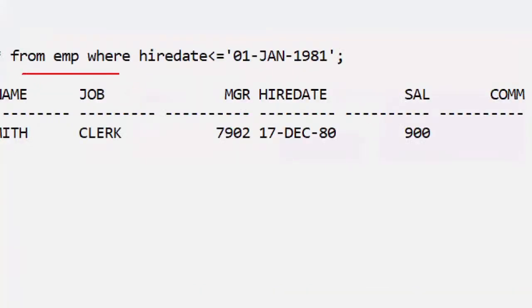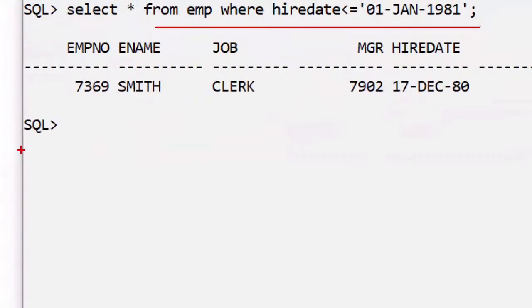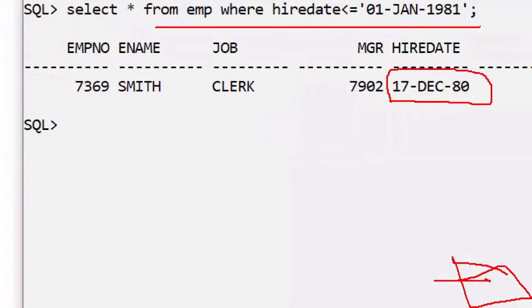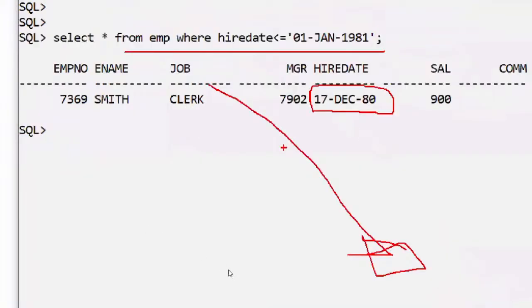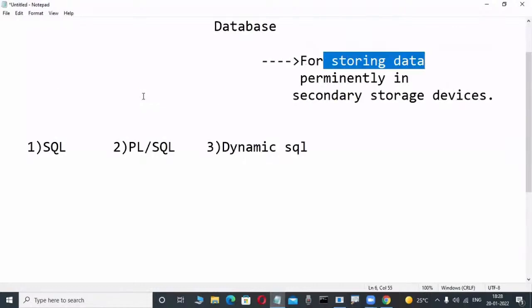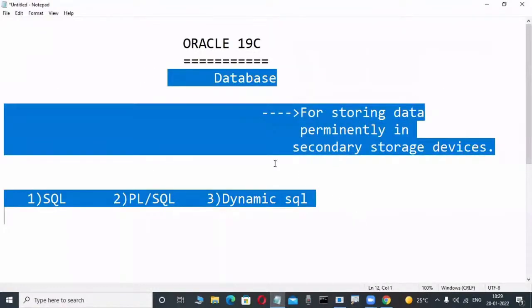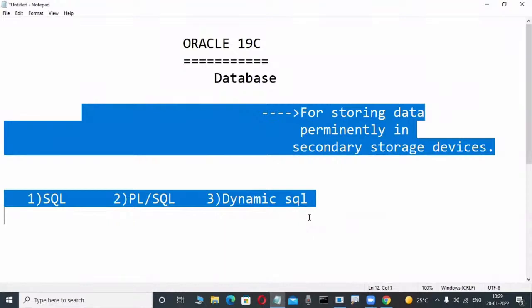With maybe a single line of code, the employees who joined before 1980 or 1981 are automatically retrieved from the database. That's why efficient data retrieval is most powerful, and it is only possible through these databases and these languages.